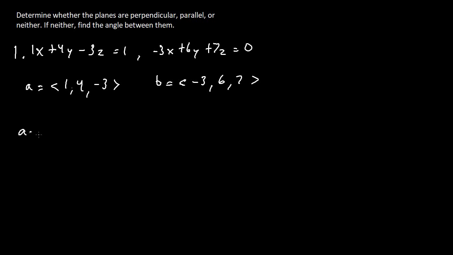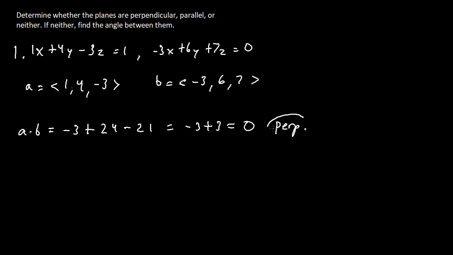So for the dot product, once again, we're going to multiply the same components. So the x components go first. So 1 times negative 3 is negative 3. So then we add the y components being multiplied to each other. So 4 times 6 gives us 24, and then plus the z components. So negative 3 times 7 is a negative 21. So 24 minus 21 gives us 3, and negative 3 plus 3 gives us 0. So if it's 0, we know that the relationship between the planes, or the angle, is going to be perpendicular or orthogonal.